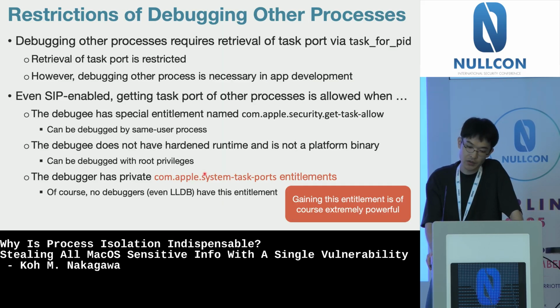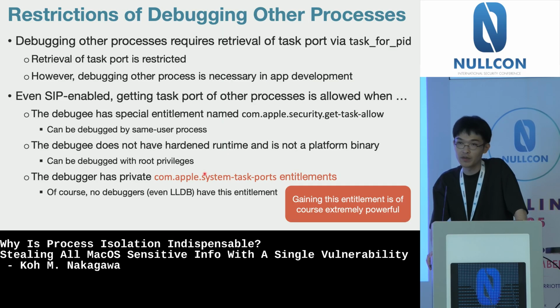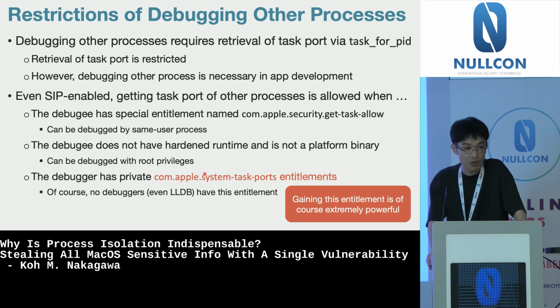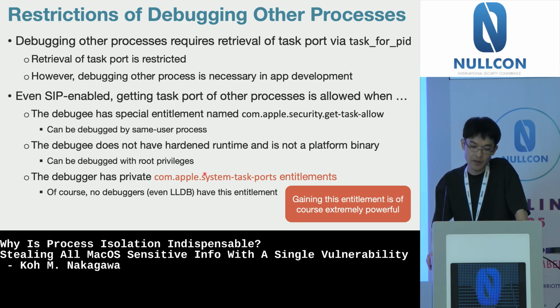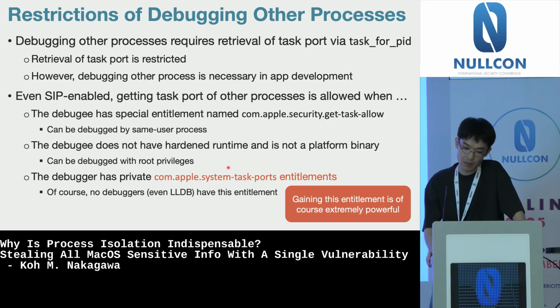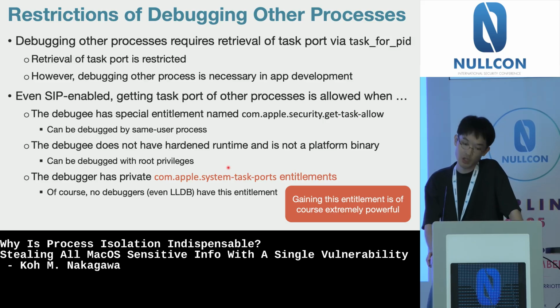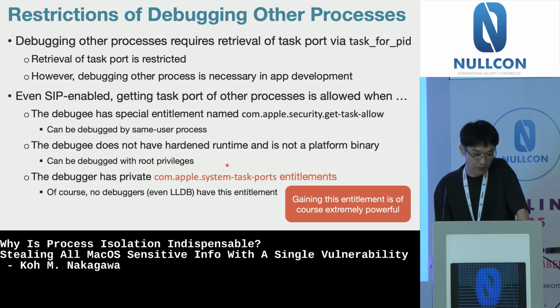So, under what conditions can we debug another process on macOS? To debug a process, you need to obtain its task port, which SIP generally blocks. But there are exceptions. For example, during application development, debugging is necessary, so Apple allows it in certain limited cases. Here are the main ones.